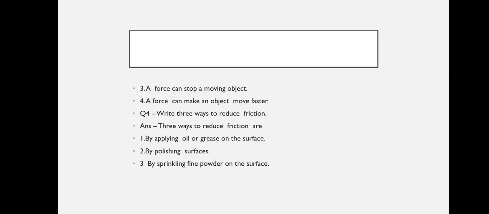Third, a force can stop a moving object. Fourth, a force can make an object move faster.